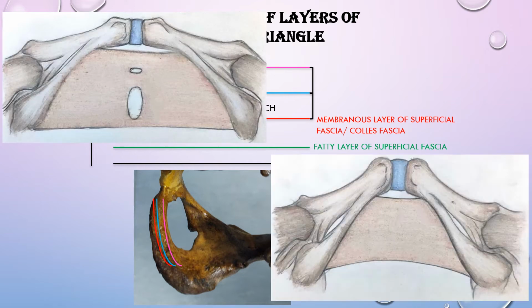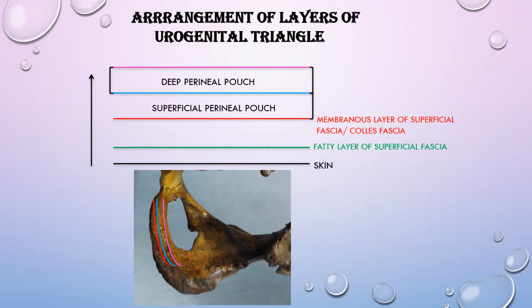The membranous layer of the superficial fascia is shown in these two diagrams. You can appreciate the Colles fascia stretching across the ischiopubic rami. The attachment of the Colles fascia in female is shown on the left side. The attachment of the Colles fascia in male is shown on the right side.